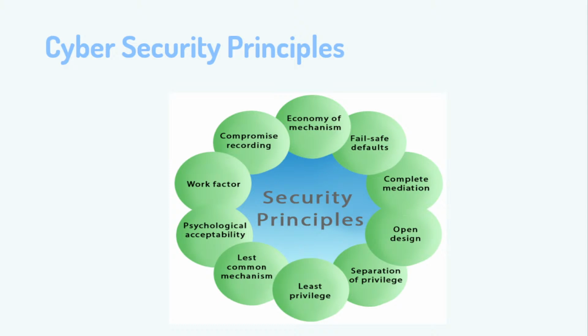For example, if you take the first one, economy of mechanism, the principle is to keep the security mechanisms simple. As soon as possible we need to secure our system. For example, an attacker who wants to achieve a target will try some process, assuming some wrong passwords, and then try to correct the passwords.